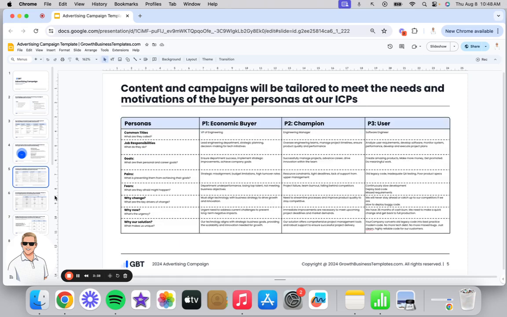Once you identify the size of your market, you'll get into the persona. You can go target these accounts, but you've got to know who within these accounts you're actually going after. Typically you will have an economic buyer, a champion who will champion the deal, and then the actual end user of your software. I find it important to get very specific on the titles, the responsibilities, the personal goals and career goals of that specific person, pains, fears, why change, why now, and why our solution. You've really got to understand that to inform the marketing copy and creative and how you structure your campaign.